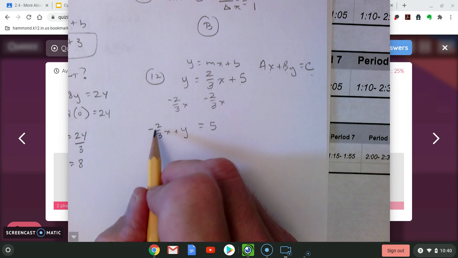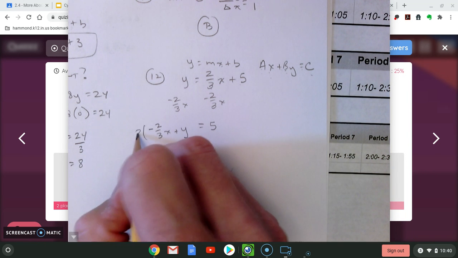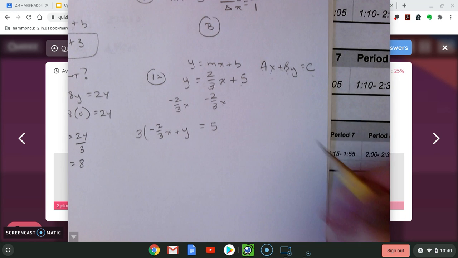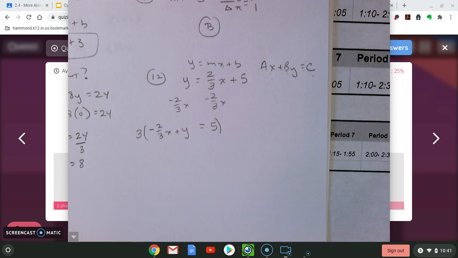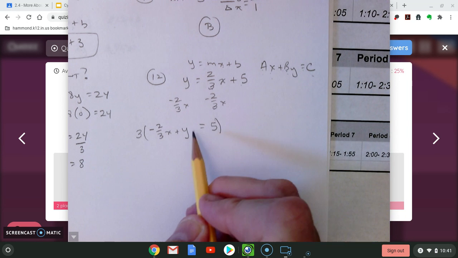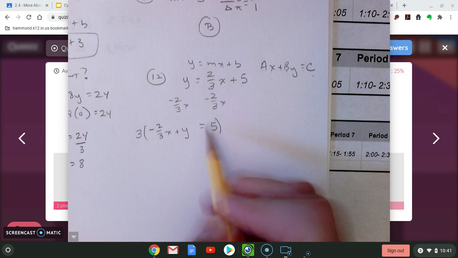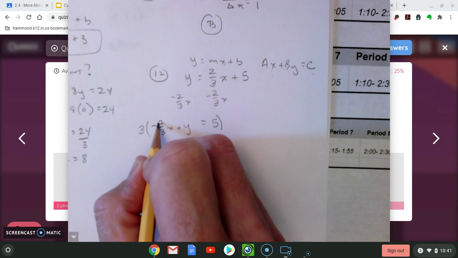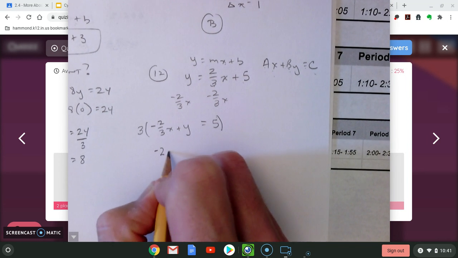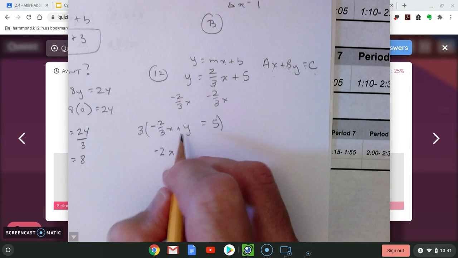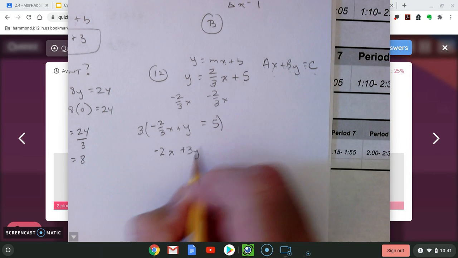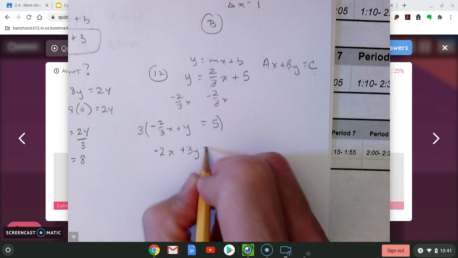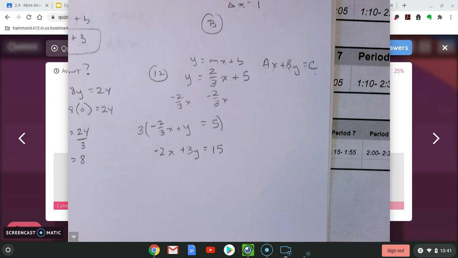Well, how would I do that? Well, if I multiply by 3 here, I can see that that's going to undo this fraction. So I can't just multiply one term by 3. I have to multiply this by 3 and this by 3. So let's make that happen. So 3 times negative 2 is negative 6, divided by 3 is negative 2x. 3 times y is 3y. And then 3 times 5 is 15. You feel like now we're done.